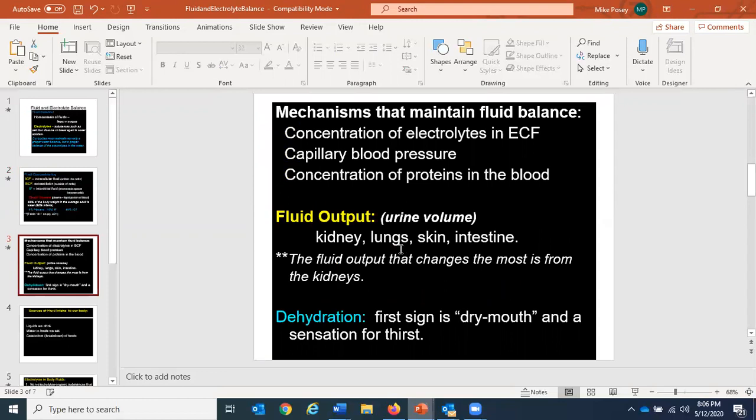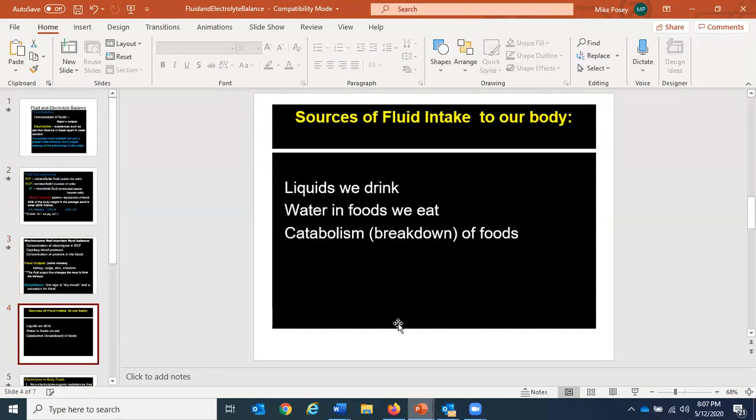We talked about fluid output through urine volume, the kidneys, the lungs, the skin, intestines. All that plays a role in fluid output. Of course, the most change occurs from the kidneys. Dehydration, the first sign is dry mouth and a sensation of thirst. So you get plenty of water to maintain fluid balance. It's ongoing each day. So let's pick up from there.